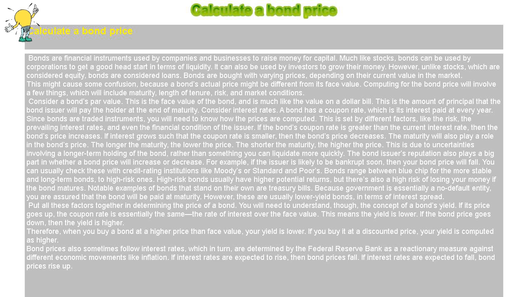Since bonds are traded instruments, you will need to know how the prices are computed. This is set by different factors, like the risk, the prevailing interest rates, and even the financial condition of the issuer. If the bond's coupon rate is greater than the current interest rate, then the bond's price increases. If interest grows such that the coupon rate is smaller, then the bond's price decreases.